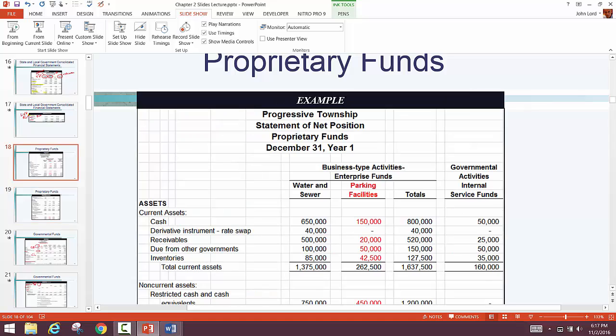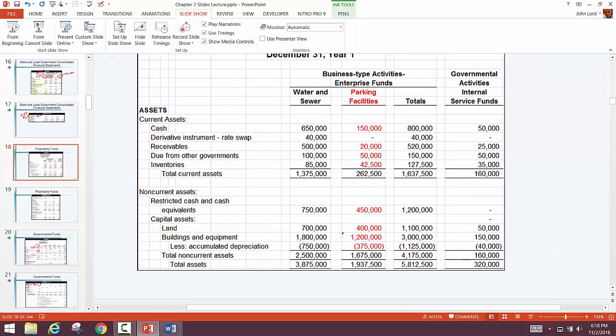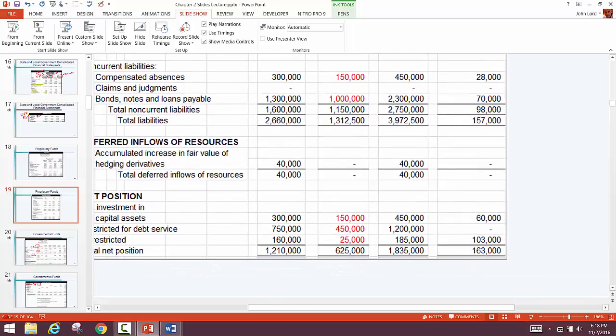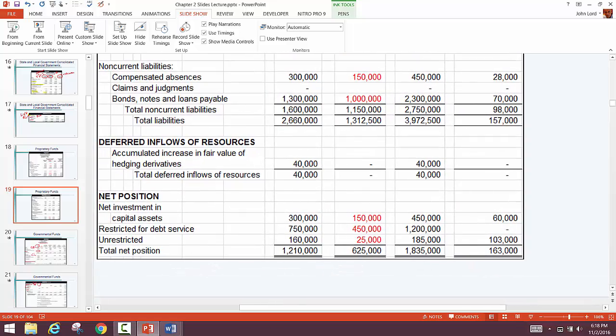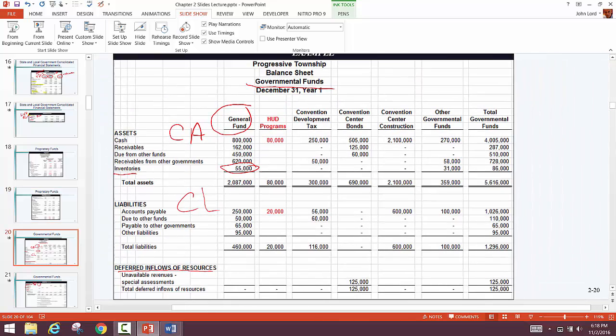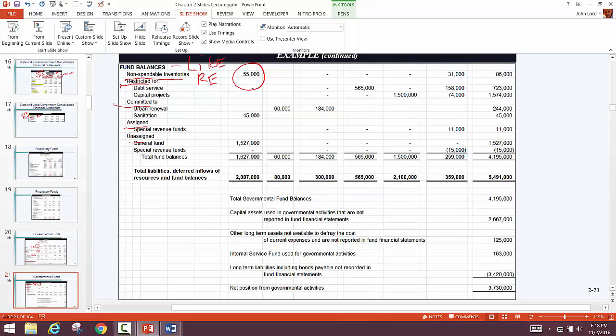At my internal service fund column right here, going over to the next slide, isn't that the net position of the internal service fund, 163,000? So I pick that up and I add it in to my fund balance down here in this reconciliation, because I've included the internal service funds with my governmental activities at the government-wide level, right? So I just add in the net assets of the internal service fund.